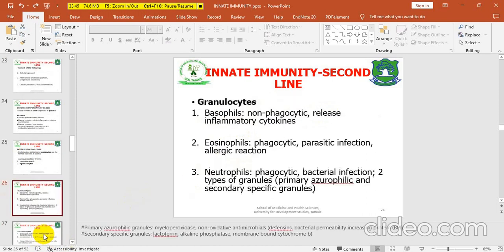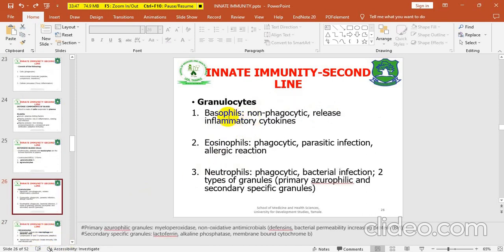So let's see the example. Granulocytes, examples are what? Basophils. And the basophils are released during inflammation. The basophils are non-phagocytic. They don't engulf a pathogen. They don't circle around the pathogen and form a vacuole or a vesicle and produce lysosome and kill the organism. They don't swallow the pathogen. That's what I want to say. But they release inflammatory cytokines that fight the disease-causing organism.